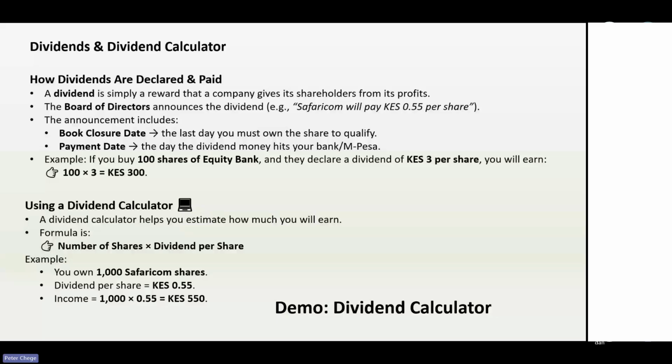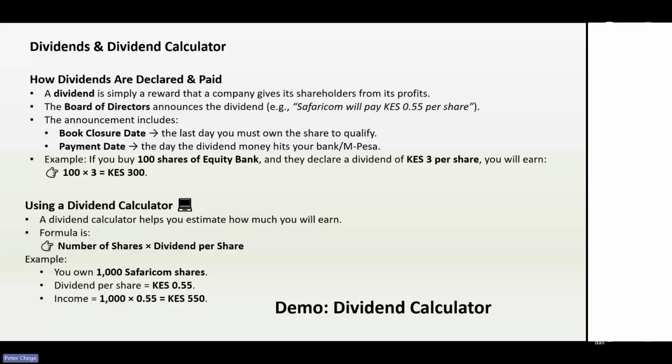So book closure is the last day you need to have shares, the total you have. The following day is usually called the ex-dividend date. So that day the share is trading off the dividend. You find prices mostly go down. So an example, if you have, let's say, 100 shares from Equity Bank and they declare a dividend of 3 shillings, then you run a dividend of 100 times 3.